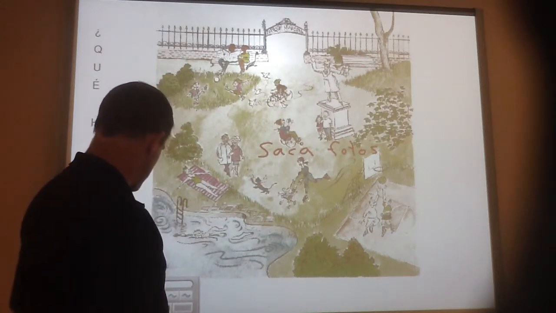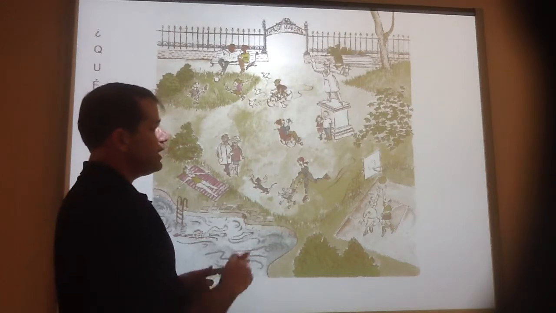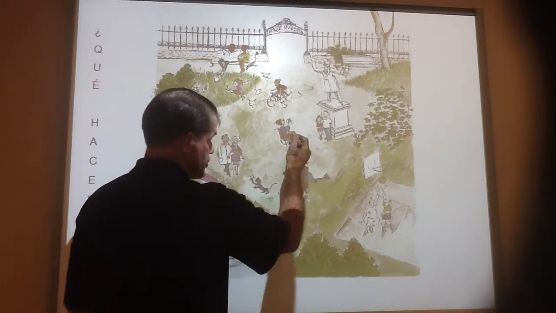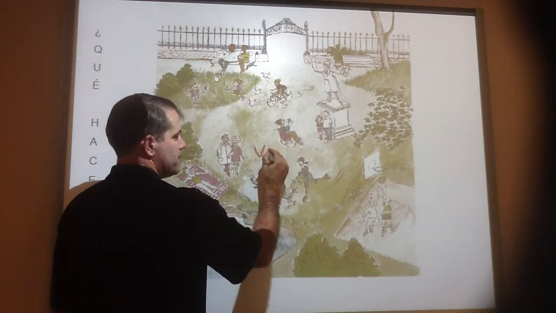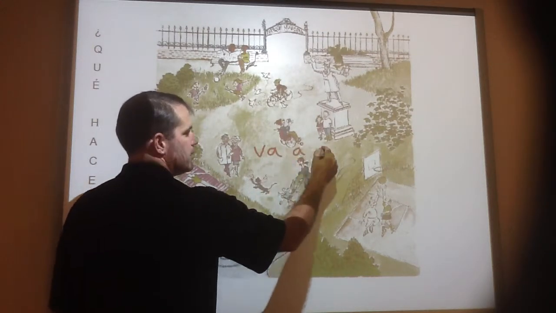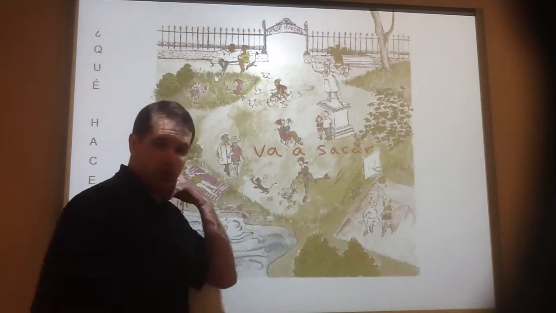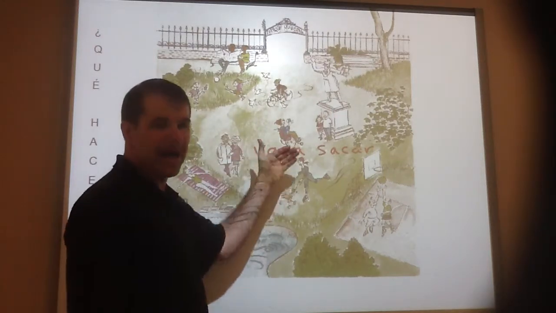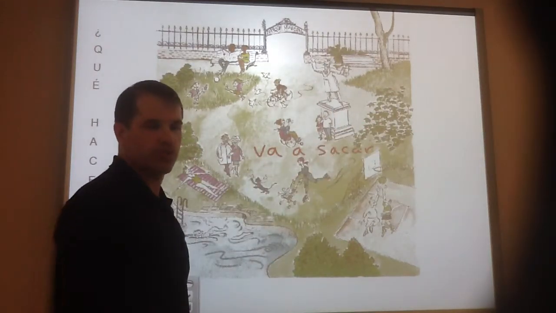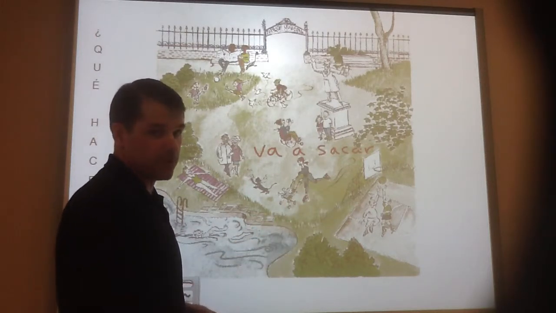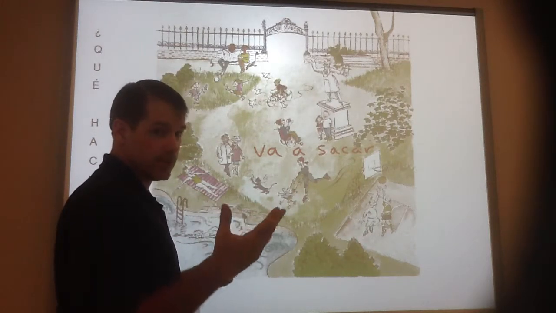Okay, now, if I want to say she's going to take pictures, I would say ella va a sacar fotos. Okay? Va a sacar fotos. She's going to take pictures later. ¿Sí? ¿Está bien?